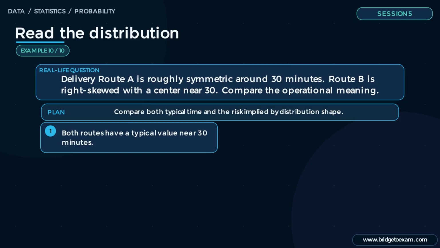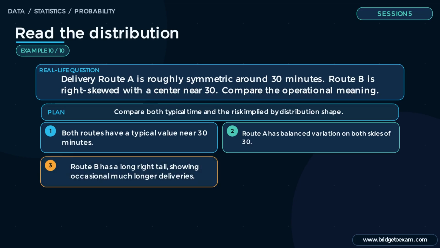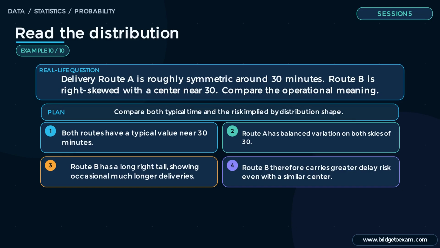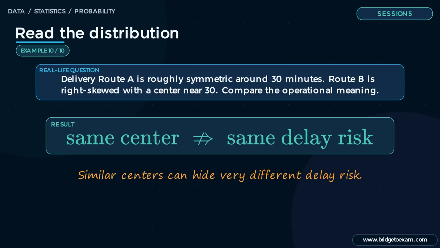Step 2. Route A has balanced variation on both sides of 30. Step 3. Route B has a long right tail, showing occasional much longer deliveries. Step 4. Route B therefore carries greater delay risk even with a similar center. Quick check. A complete comparison should not stop after saying the centers are similar. This matters in real life because logistics decisions depend on reliability and tail risk, as well as average delivery time.